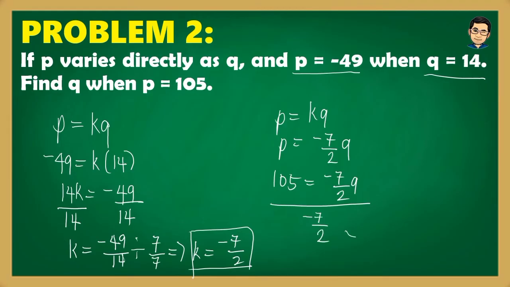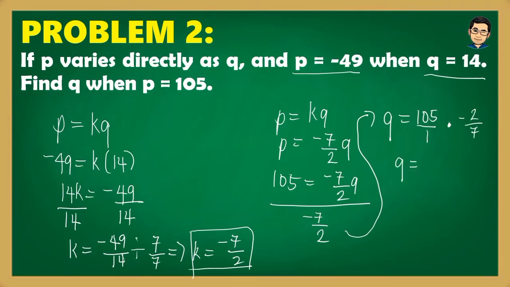So, i-write lang natin dito, Q is equal to 105. So, i-divide natin siya sa negative 7 over 2. And then, since division of fraction, kukunin natin yung reciprocal ng negative 7 over 2. And then, magpuproceed tayo sa multiplication. So, magiging 105 over 1 times negative 2 over 7.